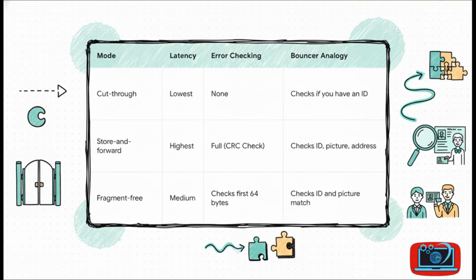So this table really just wraps up the bouncer's dilemma perfectly. You can see how cut-through gives you the lowest latency, or delay, but with zero error checking. On the other end of the spectrum, you have store and forward, which has the highest latency but does a full check. And right there in the middle, you have fragment-free, offering a really practical balance of both.